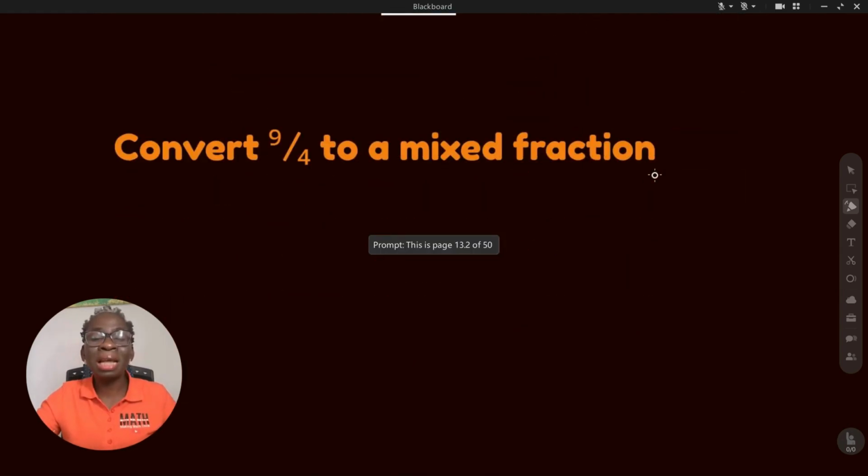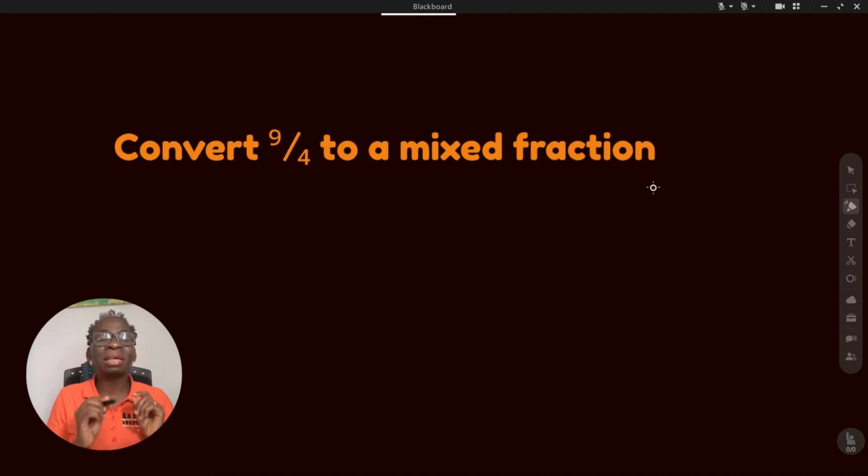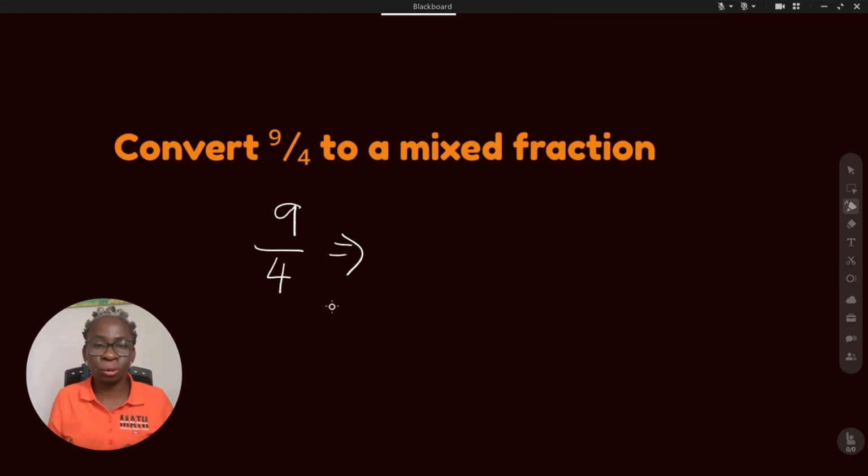So now let's switch from improper fraction to mixed fraction. We want to convert 9/4 to a mixed fraction. So let's write it out. We have 9/4. To convert this to a mixed fraction, we'll say how many times will 4 go in 9?